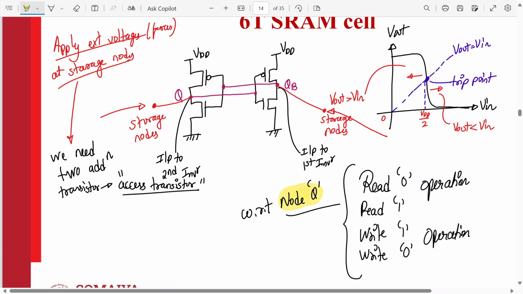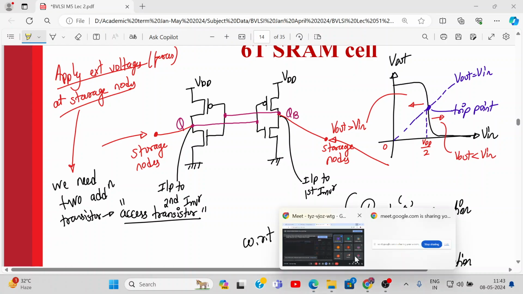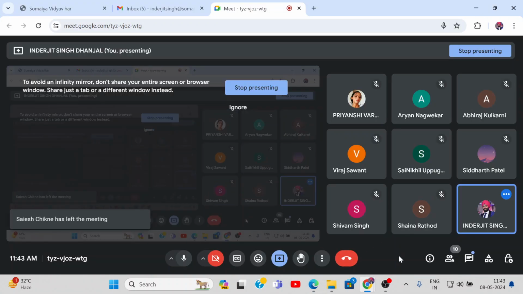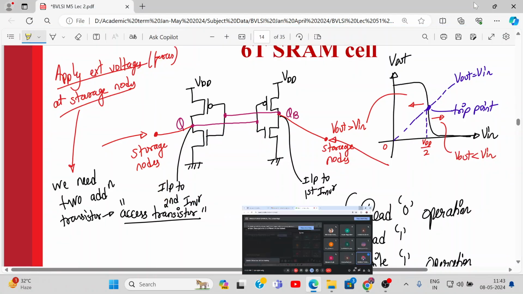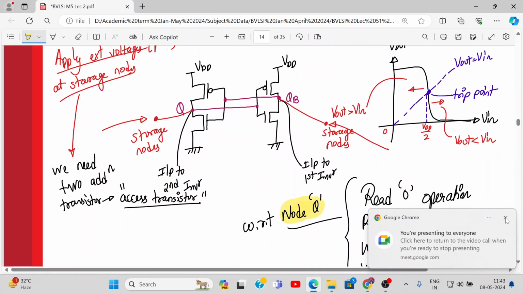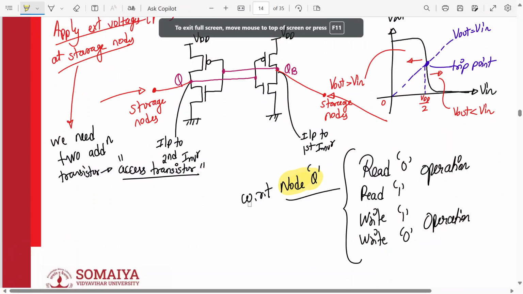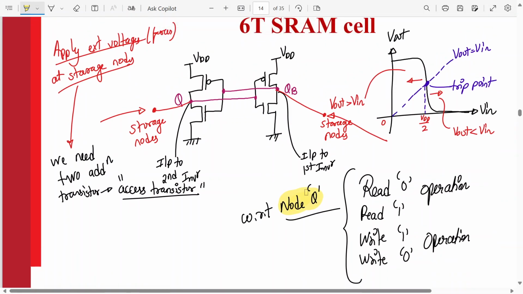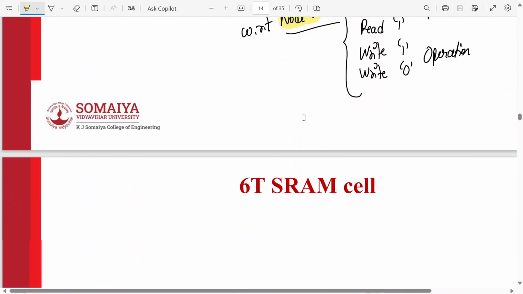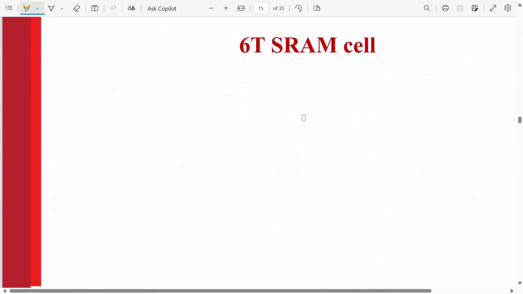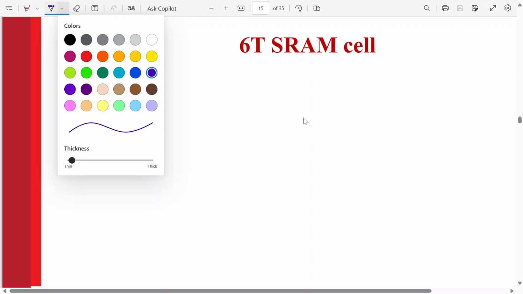Is this clear to you before I move ahead, everyone? Okay. So read 0, read 1, write 0, write 1. These are the 4 operations we need to explain with respect to the SRAM cell, and all these operations are with respect to node Q. Now let's draw the 6T SRAM cell. Everyone, for the first time we are drawing the 6T SRAM cell, so let's draw it together.